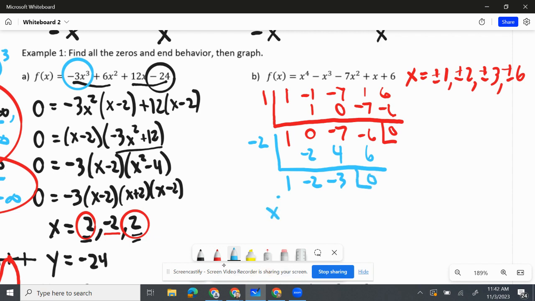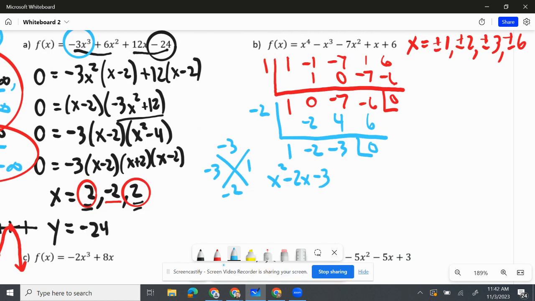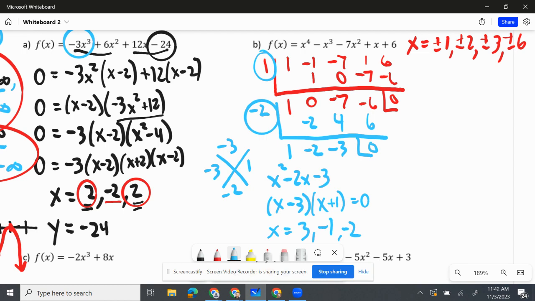So this is x squared minus 2x minus 3. And that factors as -3, +1. So when we factor it, x minus 3, x plus 1 is equal to 0. And our answers are 3, -1, and I have -2, and I have a +1.